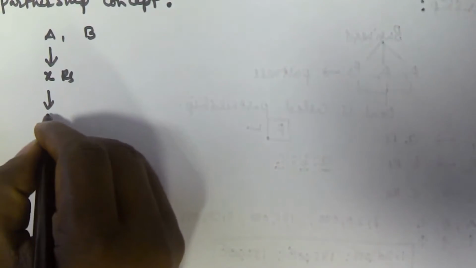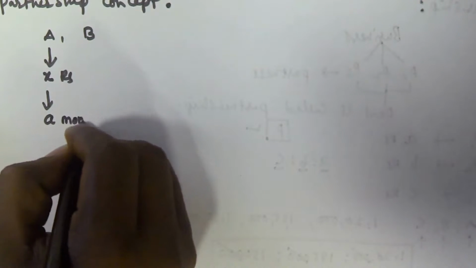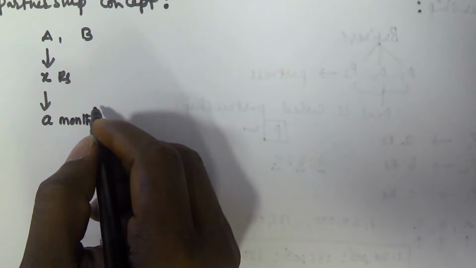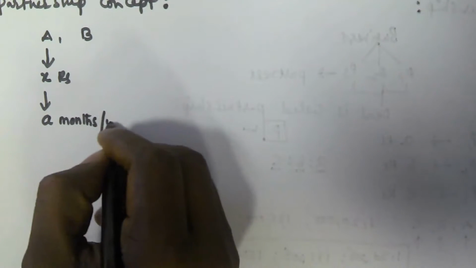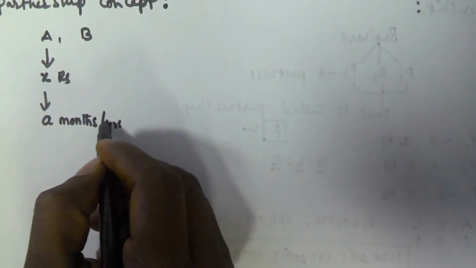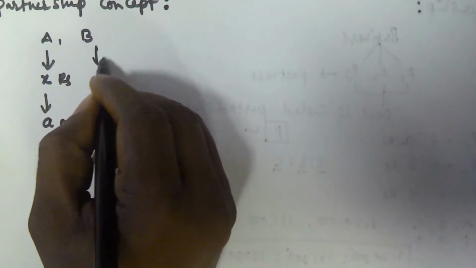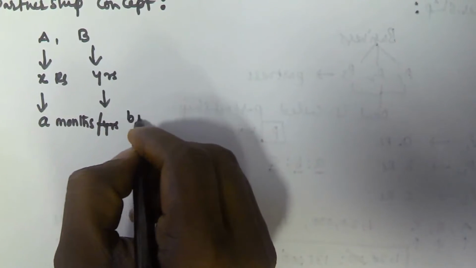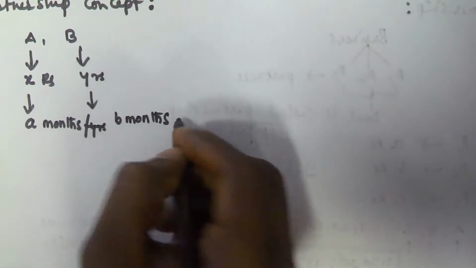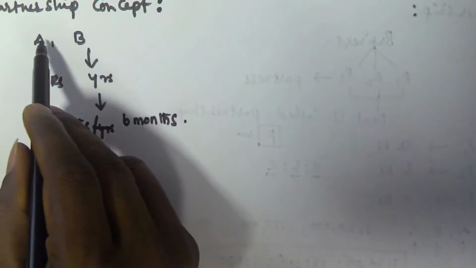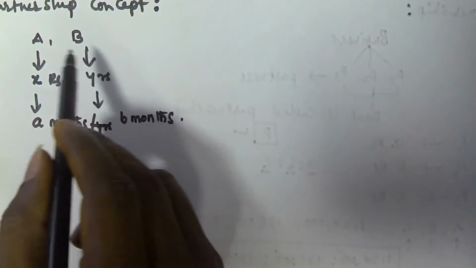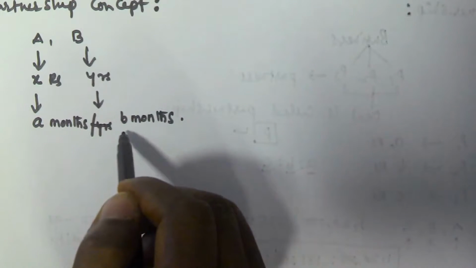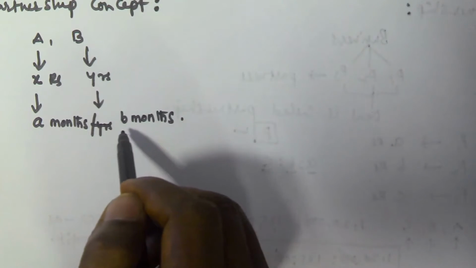A invested X rupees for a months, or years. Let us take months only. And B invested Y rupees for b months. So let us assume A and B started a business. A invested X rupees for a months and B invested Y rupees for b months.